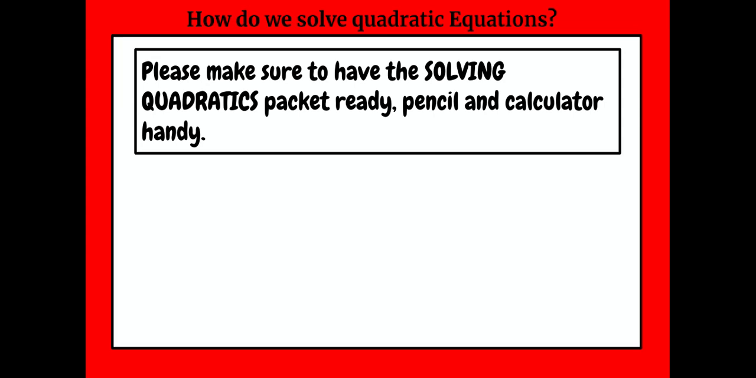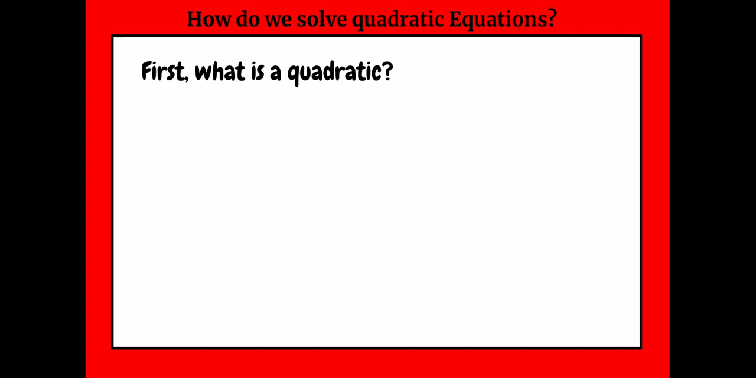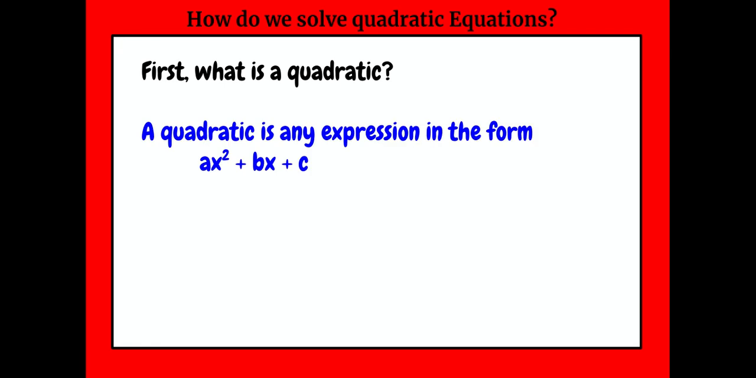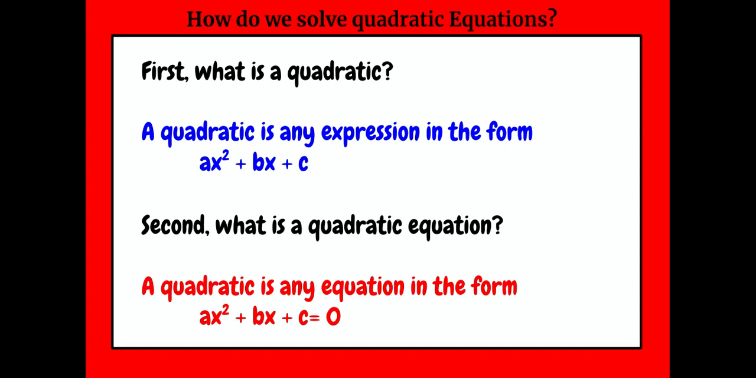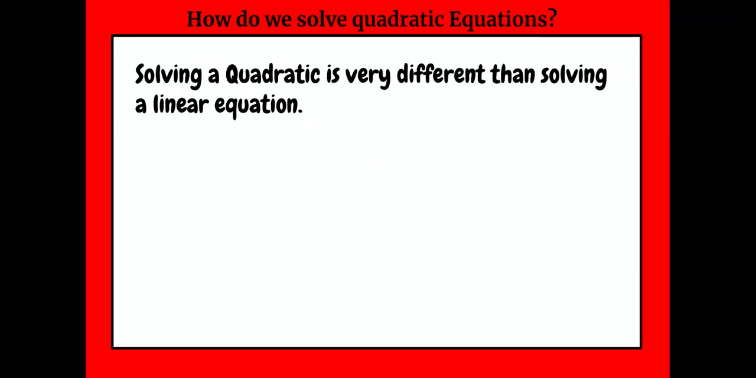So make sure you have the packet or piece of paper ready, a pencil, and a calculator. First of all, what is a quadratic? A quadratic is any equation with the expression ax to the second power plus bx plus c. It just means that it has an x squared term. That specifically is a trinomial quadratic. Second, what is a quadratic equation? Well, a quadratic equation just means it has an equal sign, and for solving quadratics, it should be set equal to 0. So that's why it has that equals 0 there.